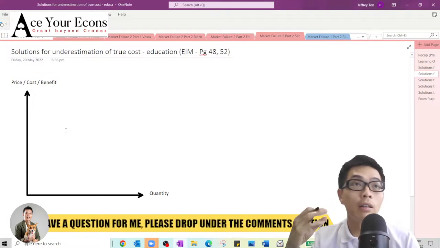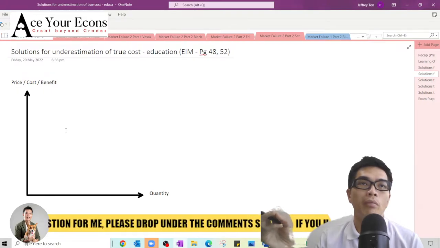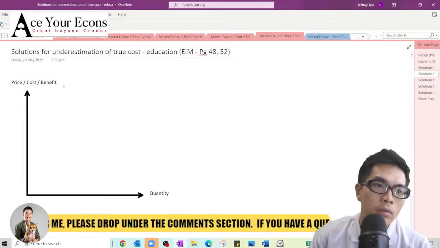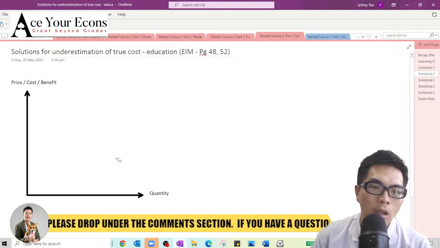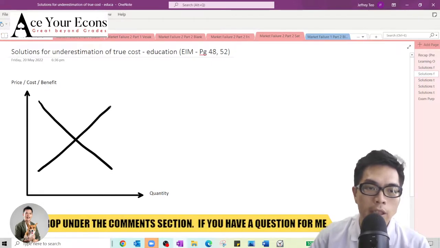Cigarettes. So how does the consumption of cigarettes result in info failure? Let's do a quick content recap. I'm going to assume all of you can draw the diagram. I'm just going to quickly draw the diagram. Meanwhile, cigarettes was the example.